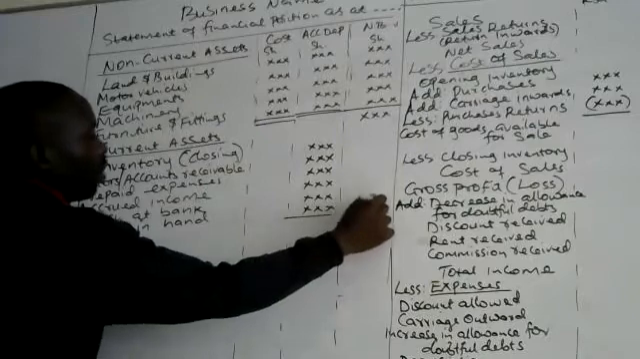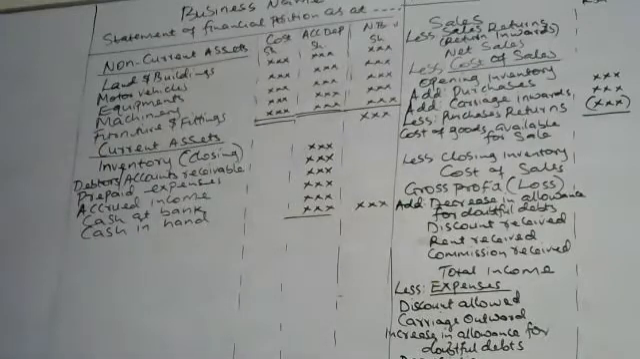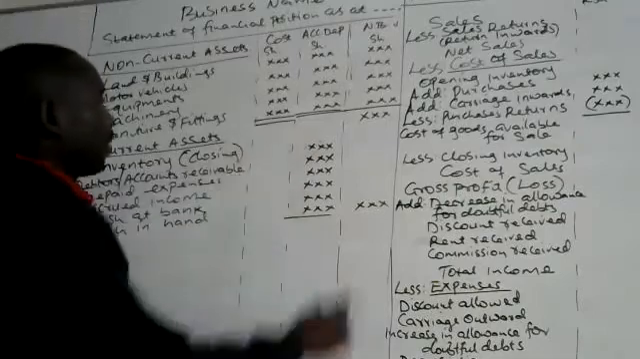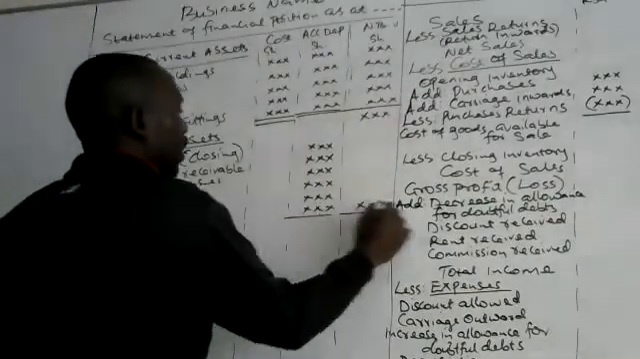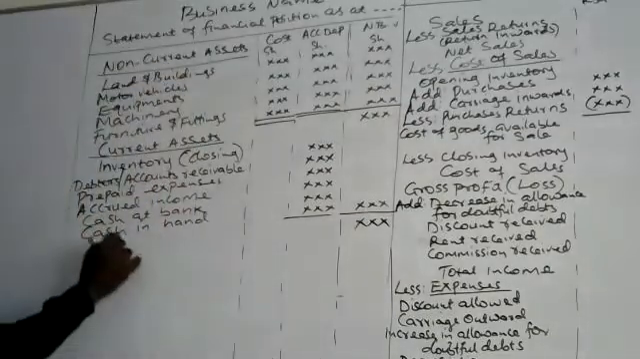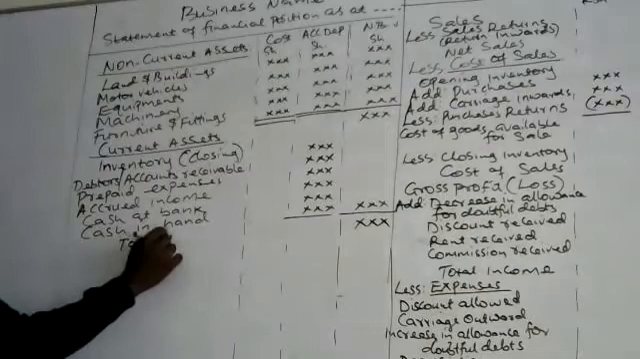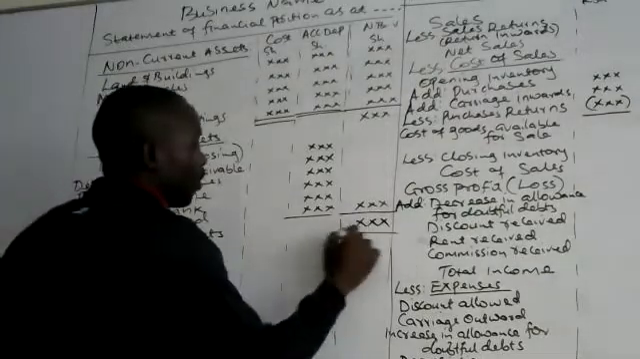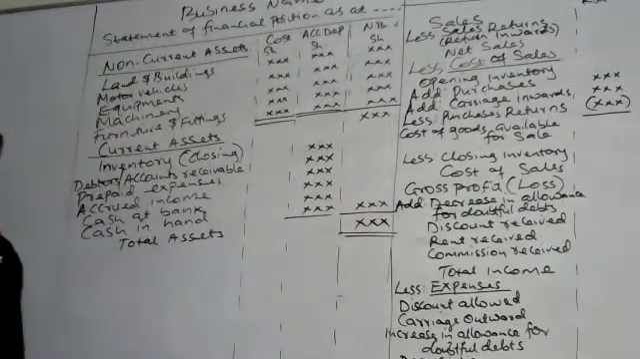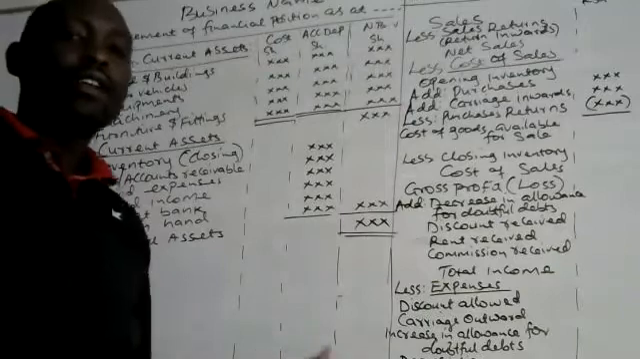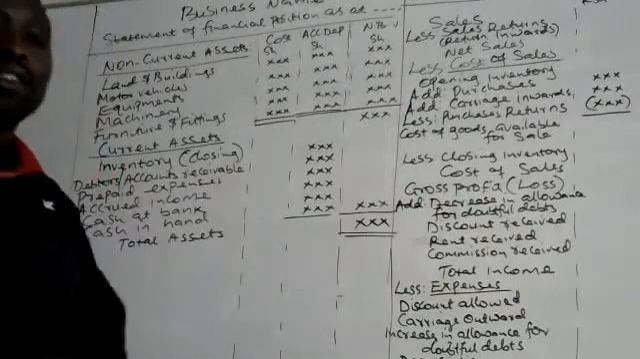Get the total, transfer them to the other end. The total figure for the current assets plus the net book value of the non-current assets will give us a figure we refer to as the total assets. Total assets the business has for that duration or that financial year.